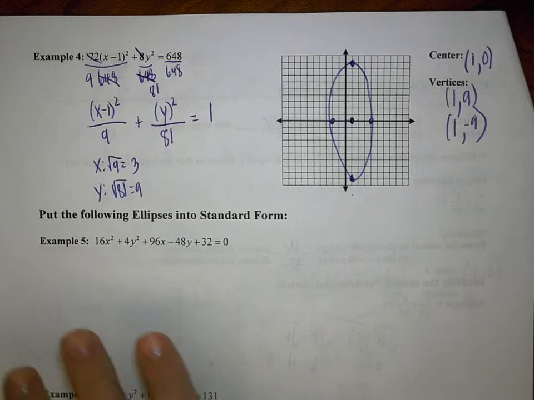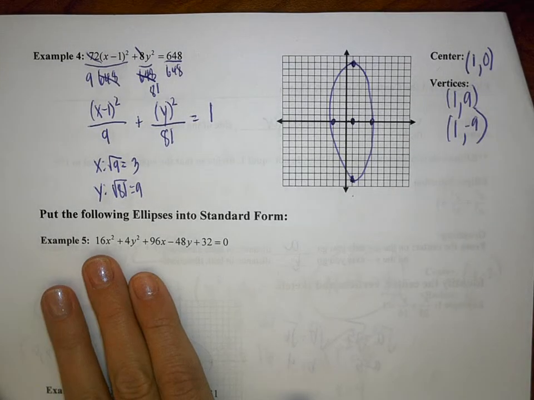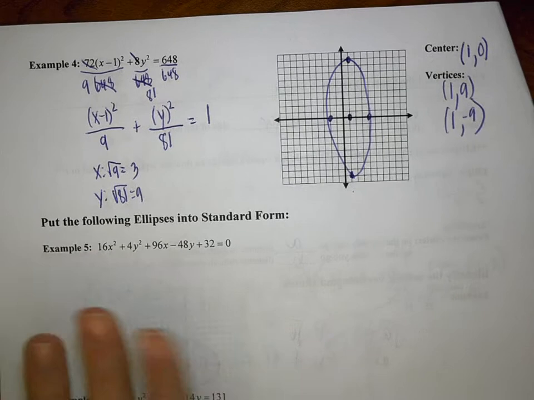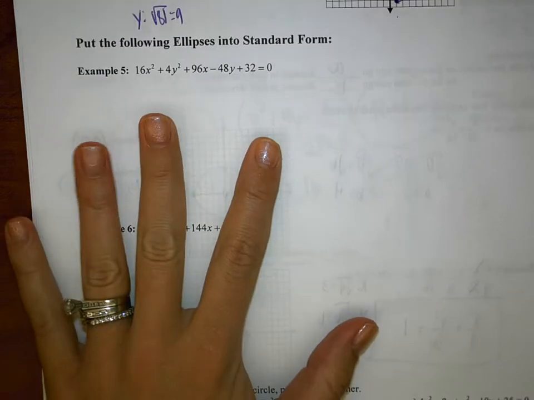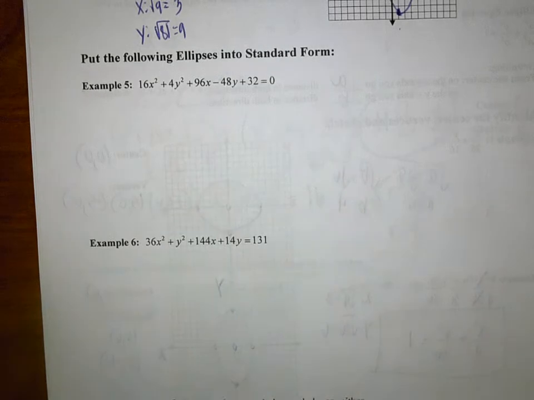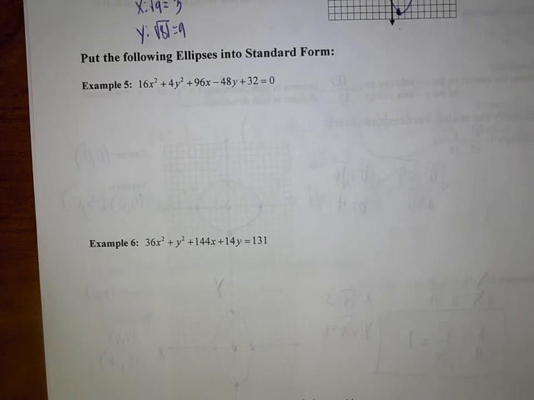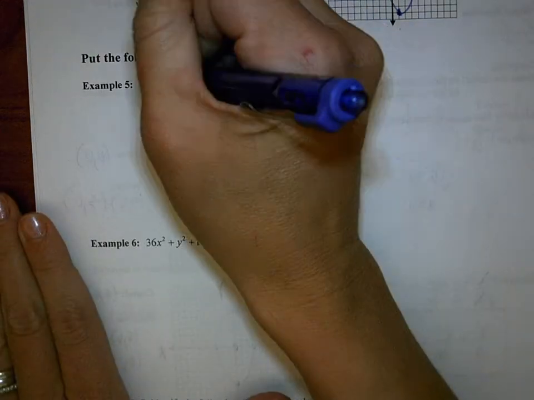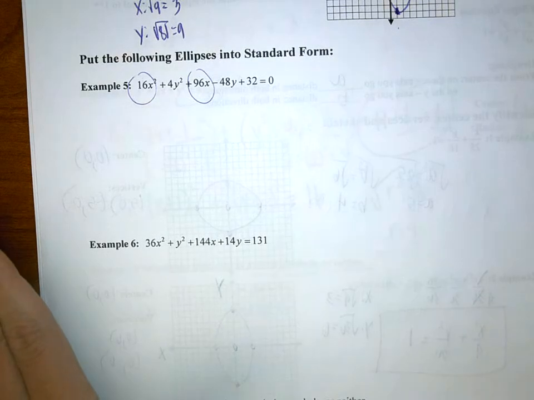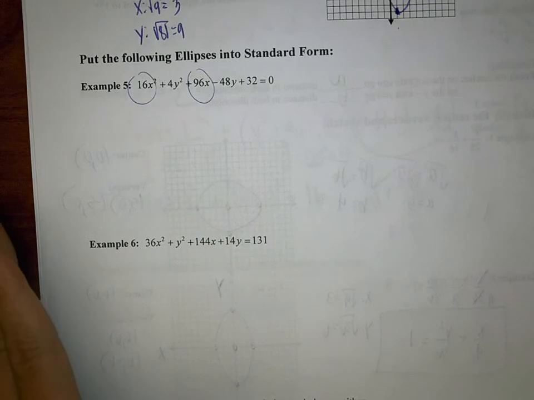All right, example 5. They want us to put these in standard form or descriptive form, okay? So what do you think we're going to have to do? We've been doing it on all the other problems. Complete the square. So we need to put our x's together, our y's together, and then you're going to have your regular number on the side, and then we'll end up dividing by 1. You guys with me? Okay, so see how we have the x's? Can you divide the whole thing by 4? Or no? We're going to wait, okay?